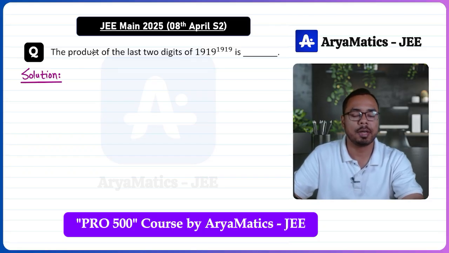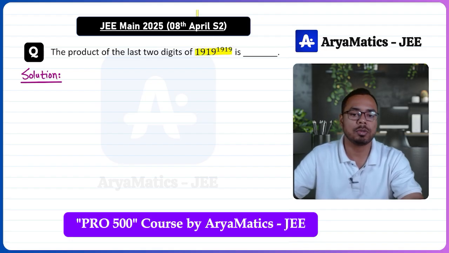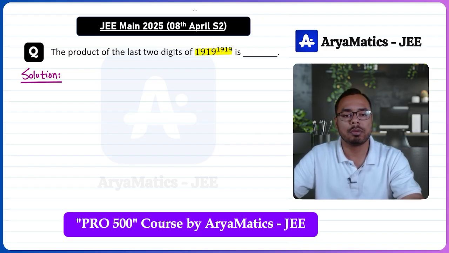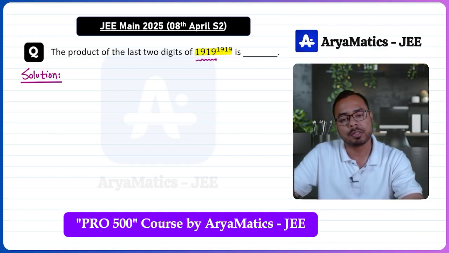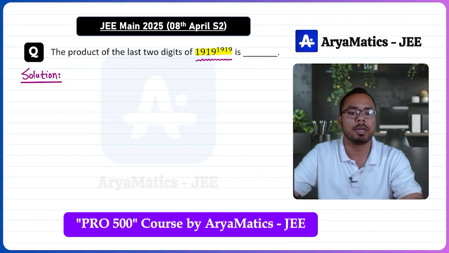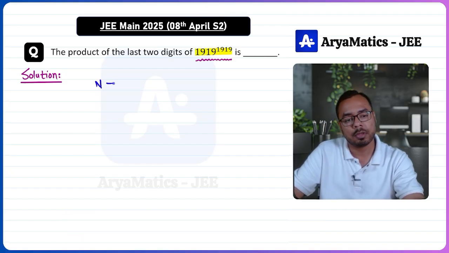Find the product of last two digits of this number, 1919 raised to 1919. Now, in JEE Main, there are a few PYQs where you need the digit at unit place or the digit at 10th place of a raised to b, where a and b are two integers. So in these types of problems, basically we have to create zeros here, right?